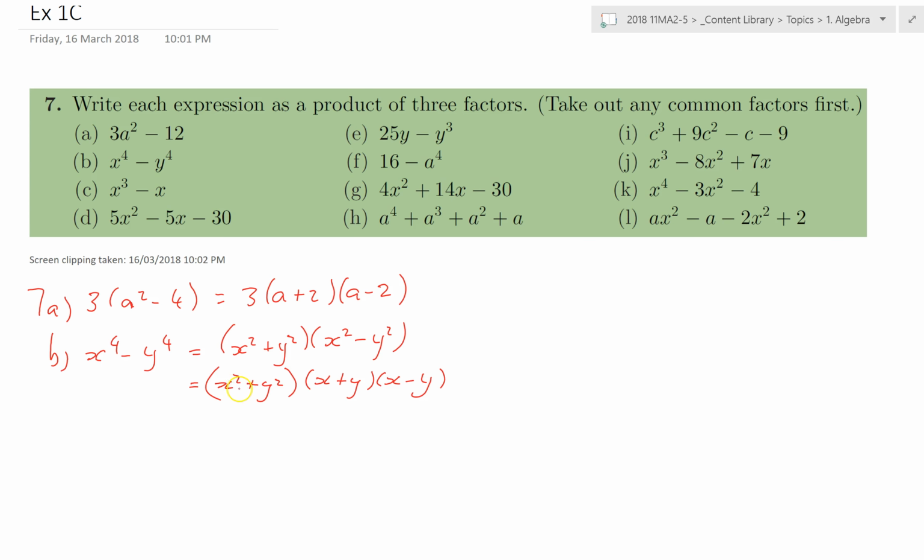Don't try to go further with this. You can't. You'd need 2xy in the middle to get a perfect square, or minus 2xy, that would work as well. But no, can't do any more with that. This here, the difference of squares we can. Keep in mind, difference of cubes is another exercise. Sum of cubes we can, not a sum of squares.